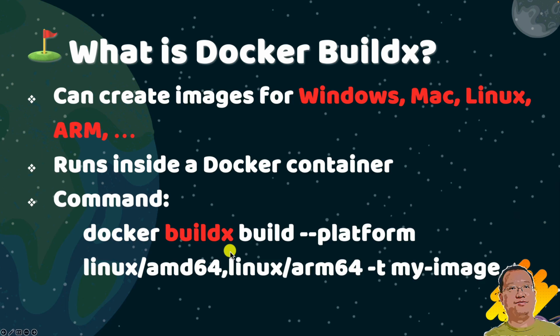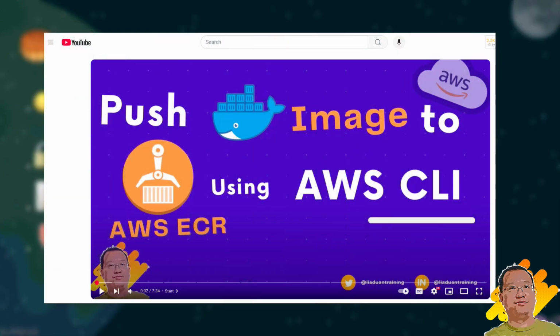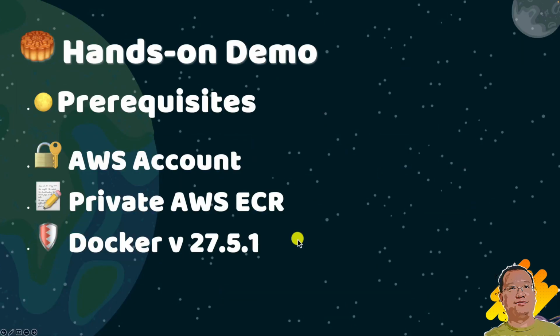Now we understand the Docker Buildx command. Let's go to the hands-on demo and see it in action. Before we dive into the demo, there are a few prerequisites: an AWS free tier account and one AWS private ECR. If you do not have them yet, check out my video, push a Docker image to ECR using the AWS command line, for step-by-step guidance. Additionally, on my DevBox setup, the Docker version is 27.5.1 and my macOS version is 15.3.1. With our environment set up, let's go through the demo steps.